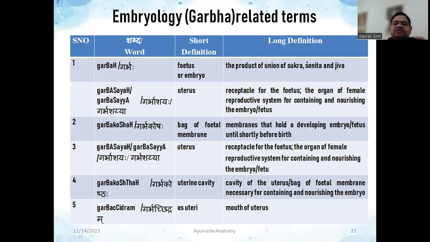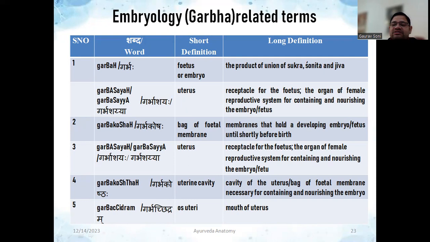Now we are going to talk about some terms related to embryo or Garbha. So first of all, what is Garbha? Garbha is embryo or fetus, the product of union of Shukra, Shonita and Jiva. We are going to talk in detail of this. It's a big and very interesting topic, and we will be surprised to know how well embryology is defined in our classics. Then the next word is Garbhashaya, meaning where the Garbha is going to reside temporarily for a certain time, that is uterus. Receptacle for fetus, the organ of the female reproductive system for containing and nourishing the developing embryo.